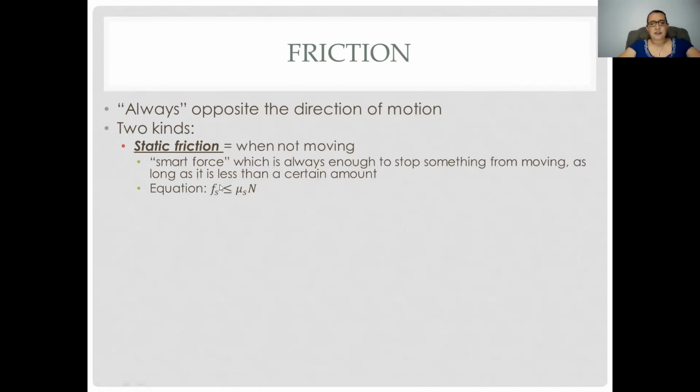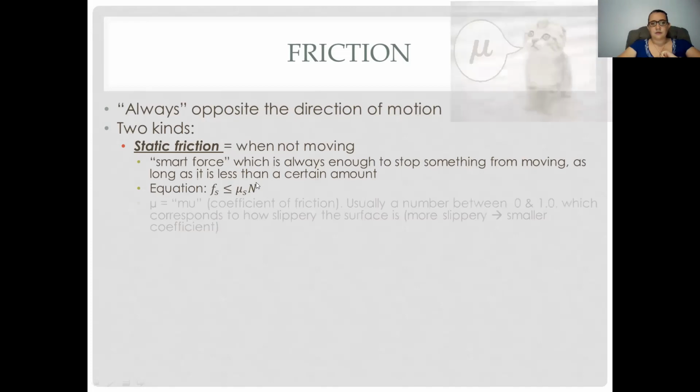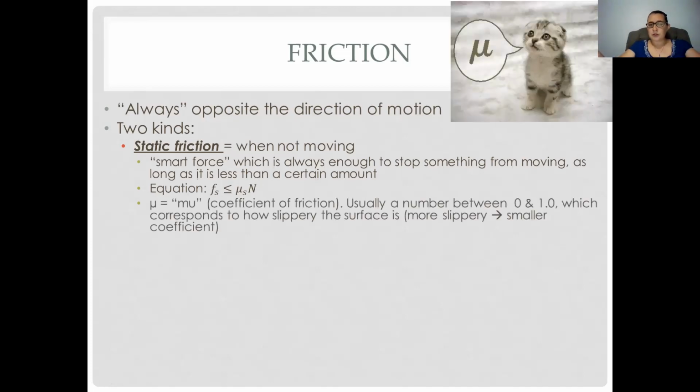So this equation for static friction, again, remember friction is a lowercase f as an abbreviation. Static friction is F with a little s. And this is always going to be less than or equal to this coefficient of friction, mu. This symbol is a Greek letter, mu, and this is the coefficient of static friction. So it's mu s times the normal force.